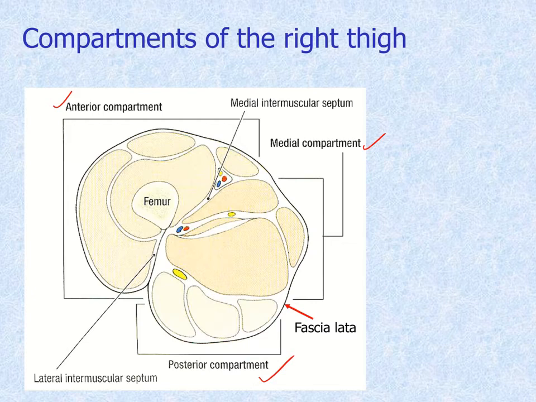There are two intermuscular septa, the lateral intermuscular septum and the medial intermuscular septum, separating the anterior compartment from the adductor and flexor compartments. There is no identified intermuscular septum between the adductor compartment and the posterior compartment.